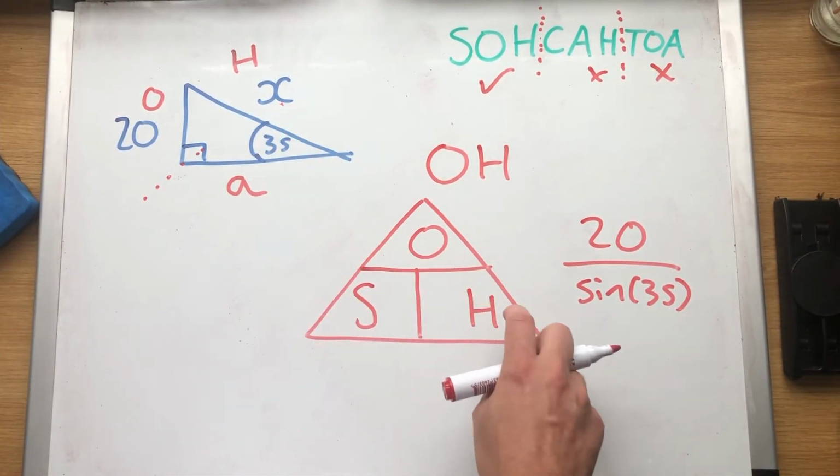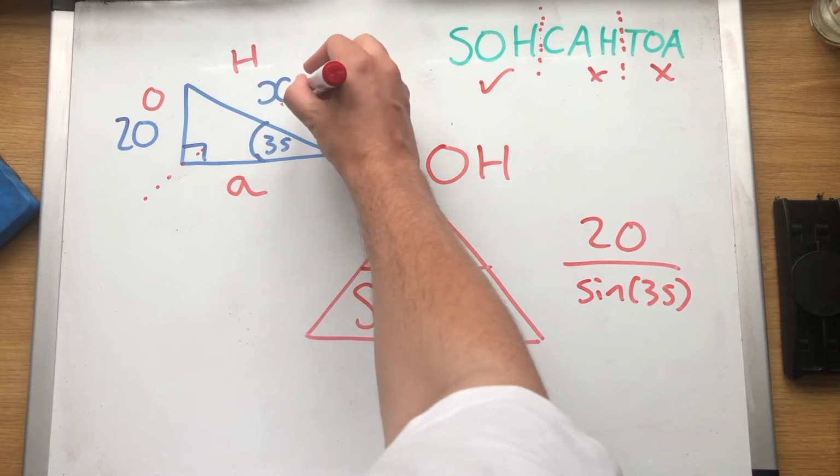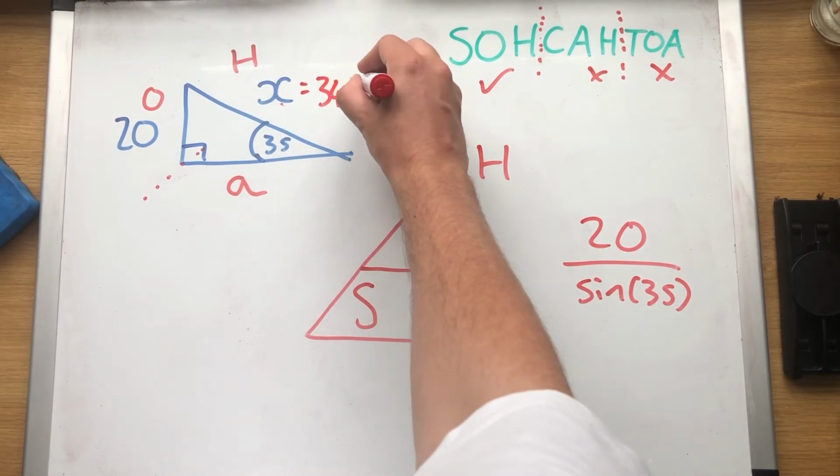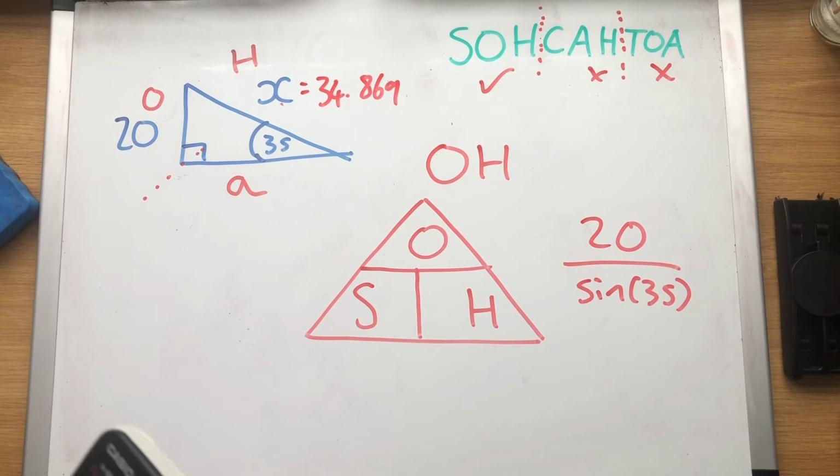Our answer is the hypotenuse, so x equals 34.869. So that's what we have to do. I'm going to go over another example. We're going to do this one slightly faster. So let's put up that new example now.